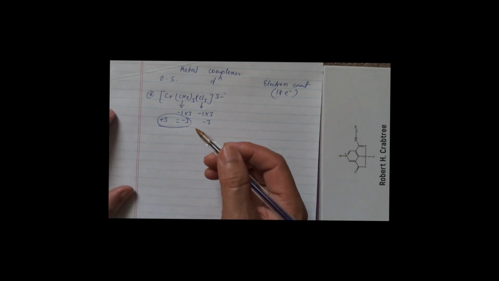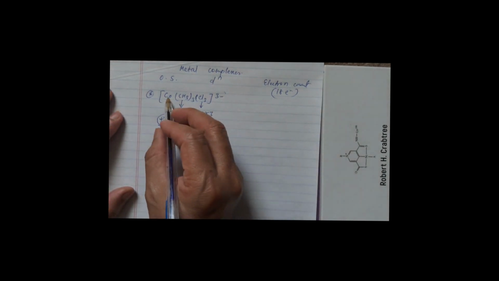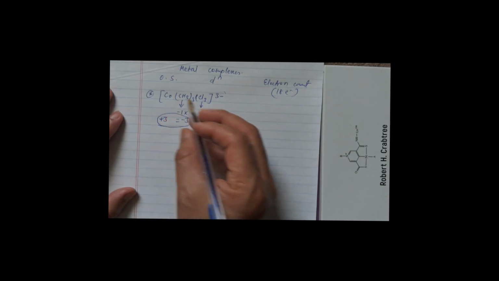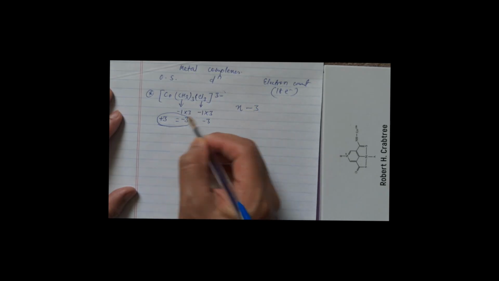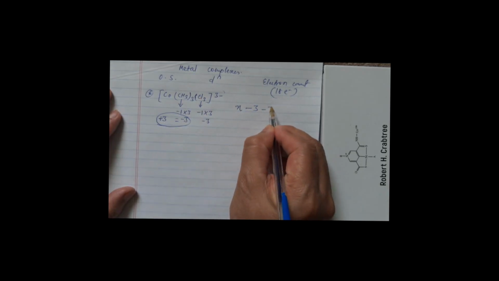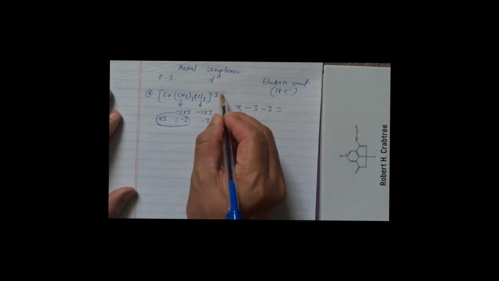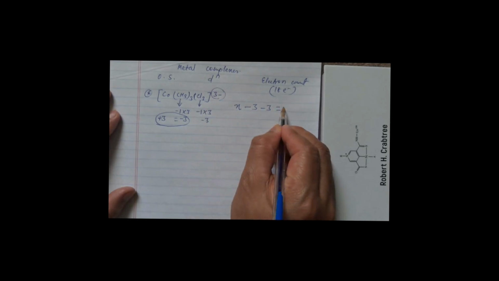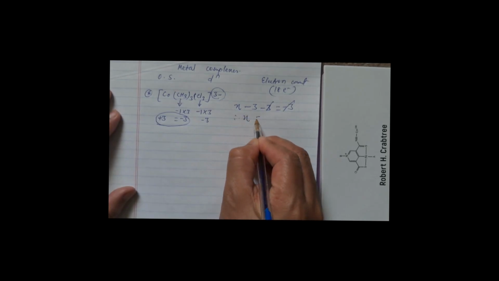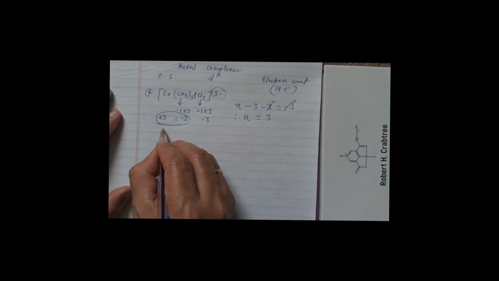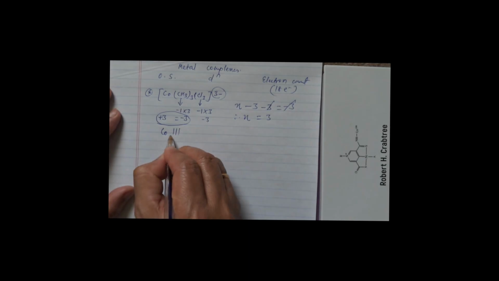Or you can calculate in this way also. You can take the oxidation number for cobalt as X, and for the CH3 it's -3. Similarly for Cl it's again -3, and in total I have -3. So this will cancel and X is 3. So the oxidation state for cobalt is 3.